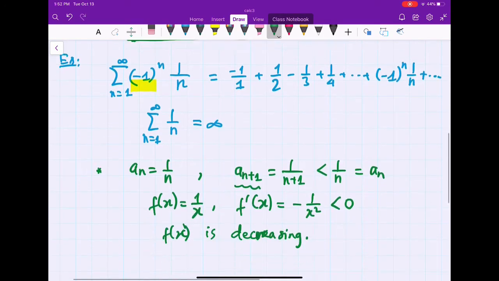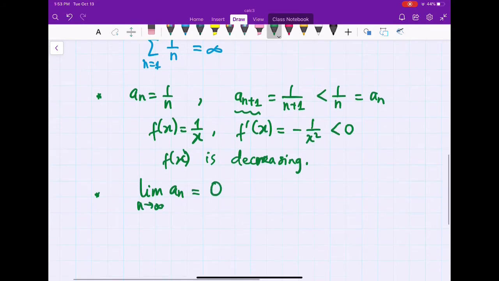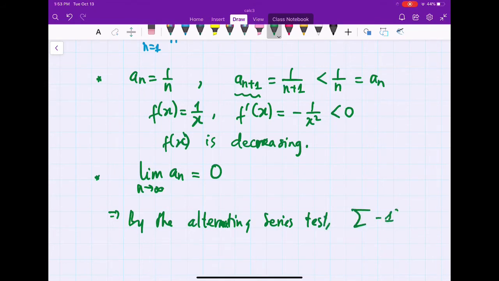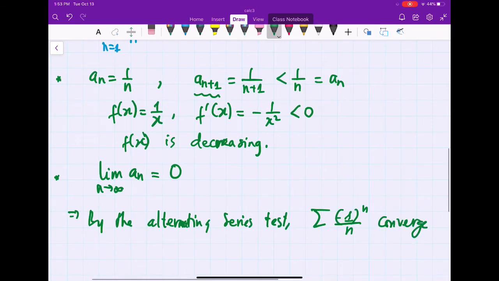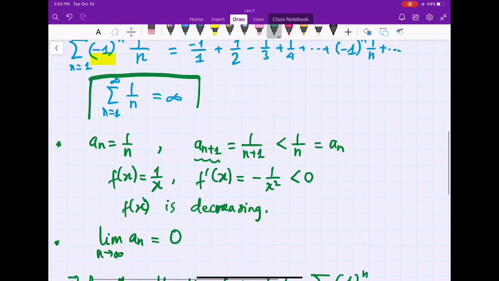Okay, so how about the limit of a_n? Since a_n equals 1/n, the limit of a_n is equal to 0, right? So from here, by the alternating series test, the series sum of (-1)^n/n converges, given that the harmonic series diverges. So that is quite interesting, right?